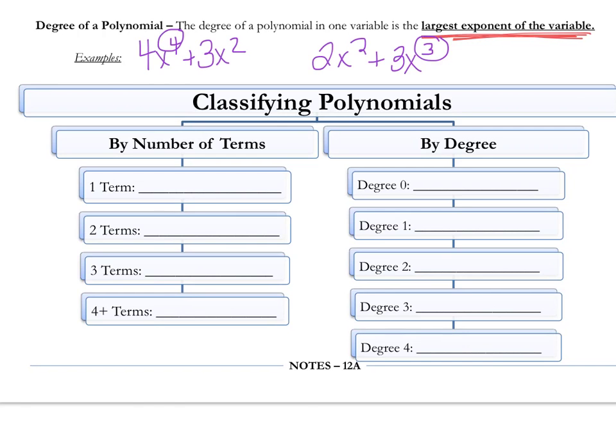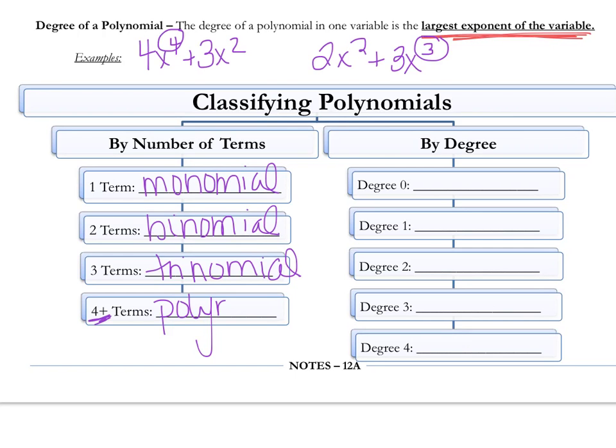So classifying polynomials, first one is a monomial. If you have two terms, remember terms are separated by plus and minus signs, it is a binomial. 3 terms is a trinomial. And 4 or more terms after that is just known as a polynomial. So that's classifying by the number of terms.